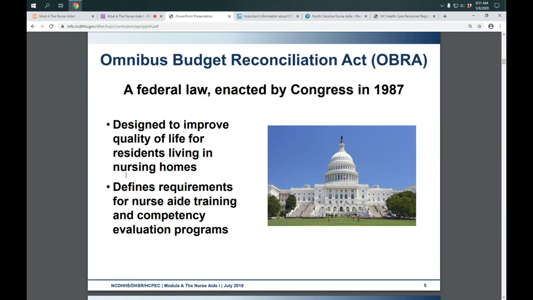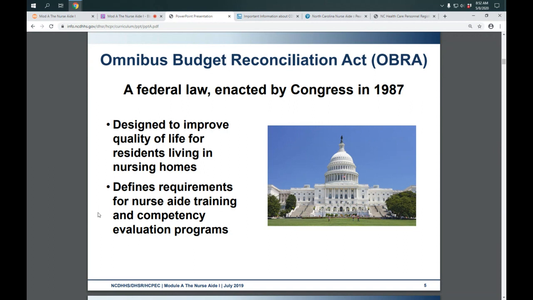What they did is they said, look, you people have to come up with some sort of a training program and a competency evaluation program. And people who are going in to work as a CNA have to have proof that they have had education and that it has been tested. So that's what this is.